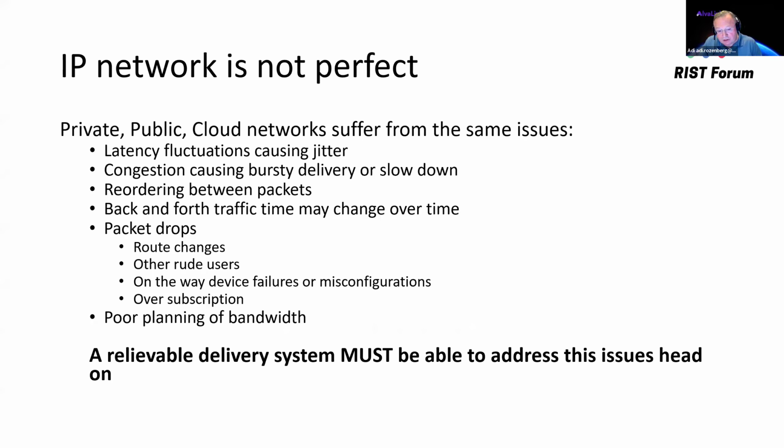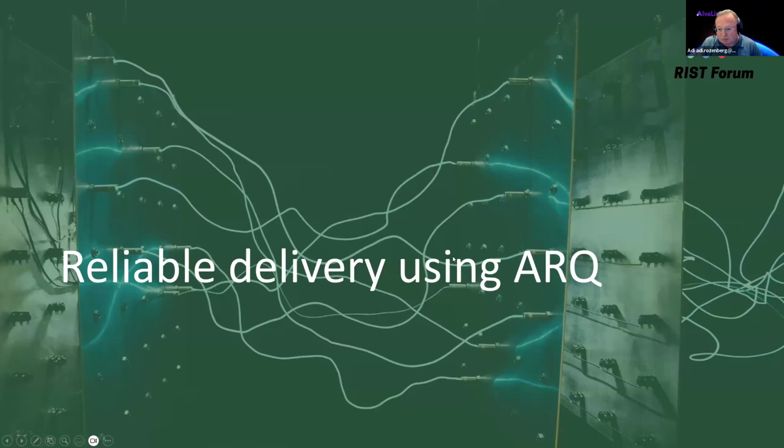Packet drop can be caused by route changes and rude users that suck all the bandwidth. On-the-way devices can fail or be misconfigured. Let's talk about the outages from the recent cloud providers that were to blame. Oversubscription can come, and of course, poor planning of bandwidth. A reliable delivery system must be able to address these issues head-on. So let's talk about reliable delivery using ARQ.